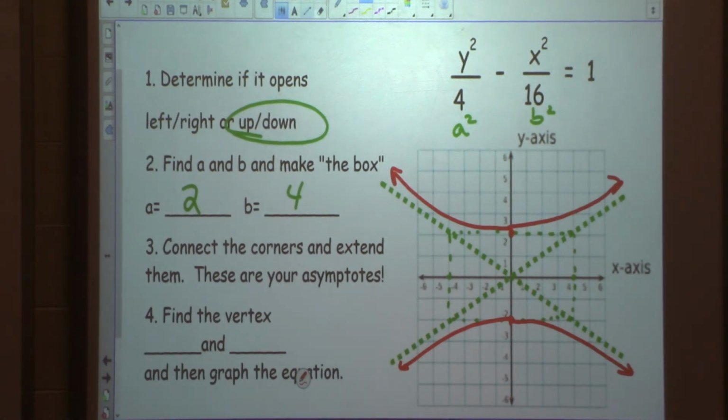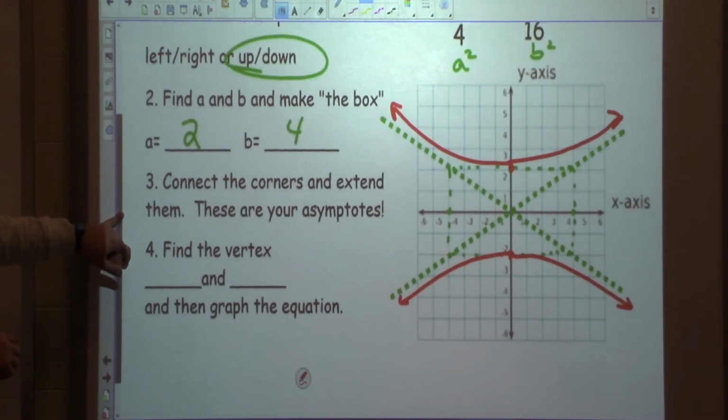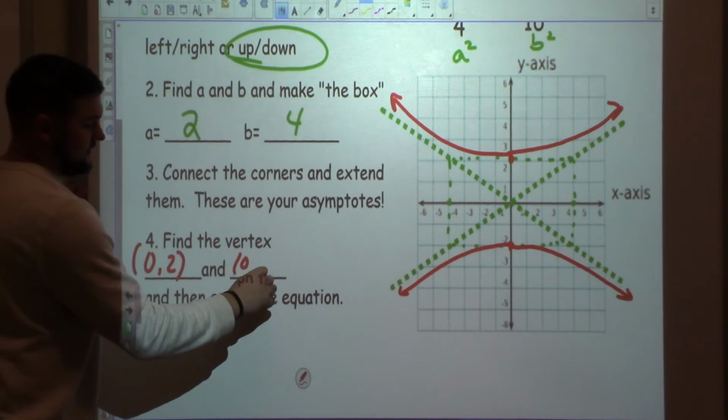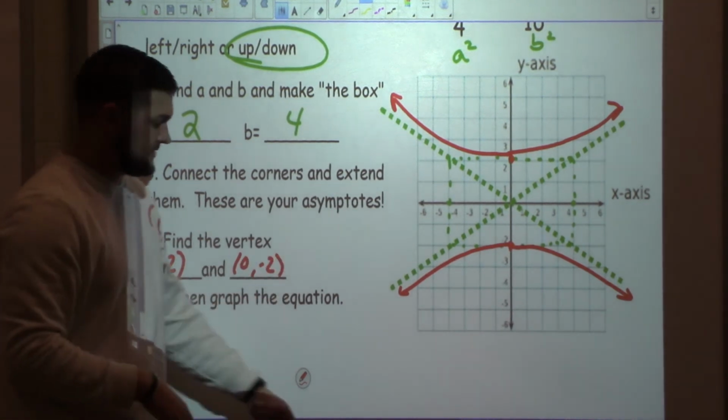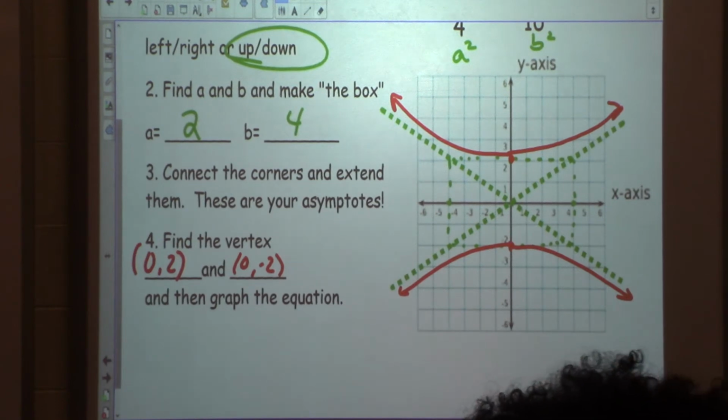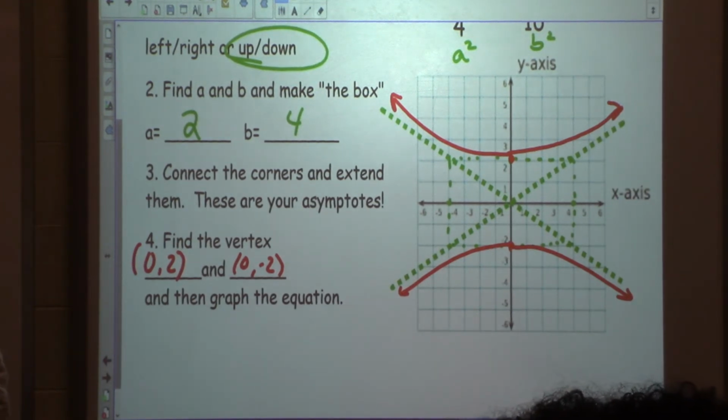Okay? Then what are my vertices going to be? 0, 2, and 0, negative 2. Very good. The 2 points we touch the box at. Alright, there are two more for you to try. Try the first one, and then we'll go through it in a couple minutes, and try the second one, we'll go through that.